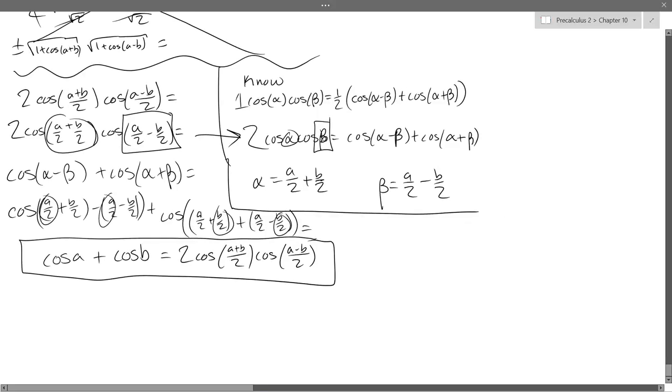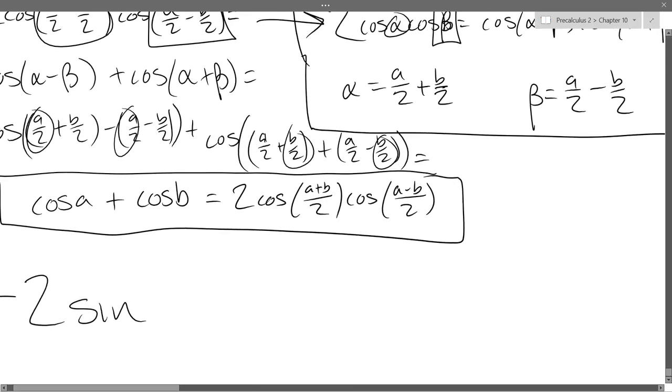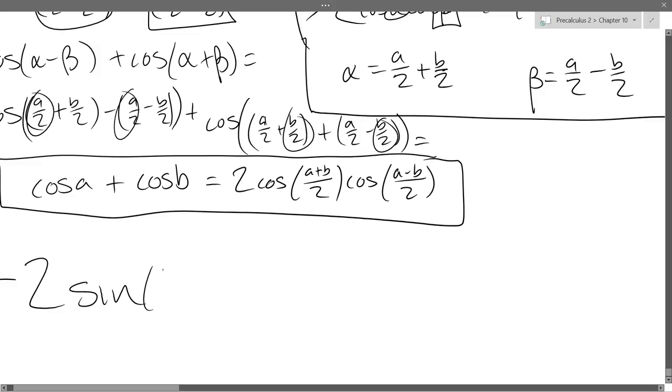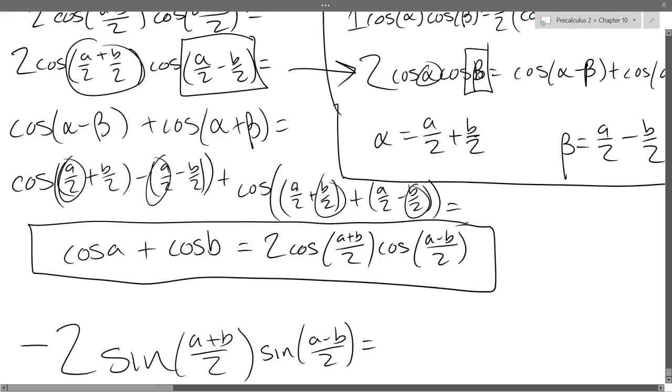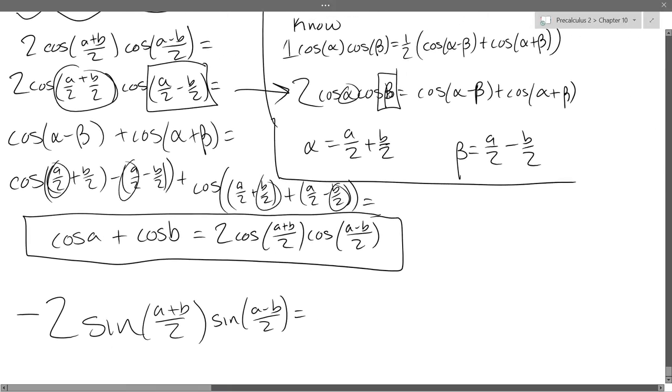So we've got two more of these to do. That was the first. So we'll start with negative 2 sine alpha plus beta over 2. Oh, we'll go A plus B over 2, and sine A minus B over 2. So this is pretty similar to what we just did. The only difference is it goes sine, sine. There's a negative 2, but there'll just be a negative sign in there. That's not a big deal.